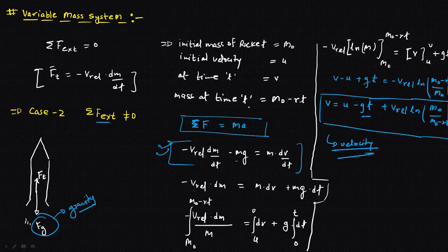So in this lecture today we understood how, in the case of a variable mass system with external forces, we can find the thrust force, the total force and the velocity. Now you can go and try the questions.